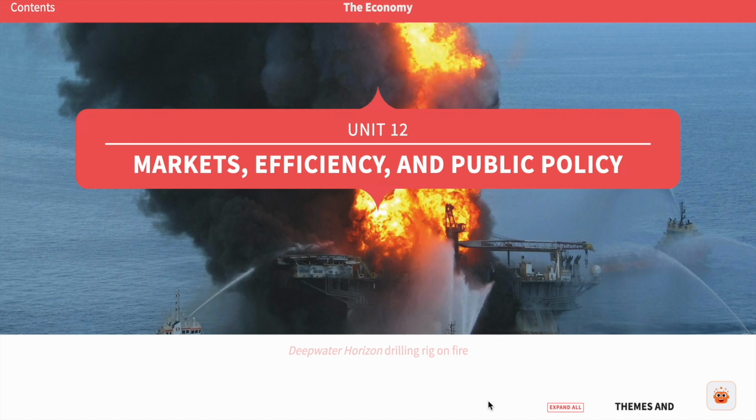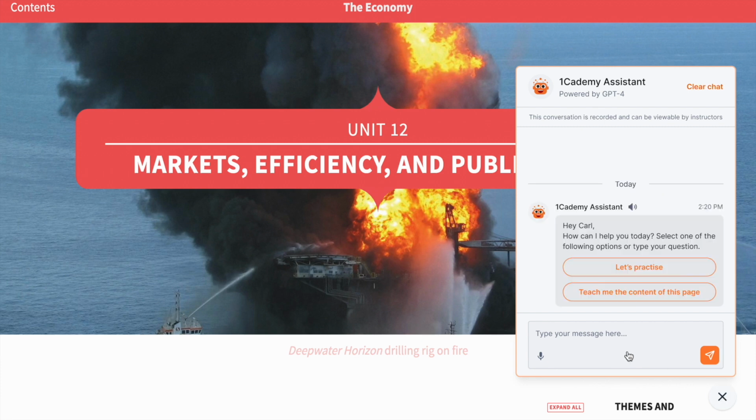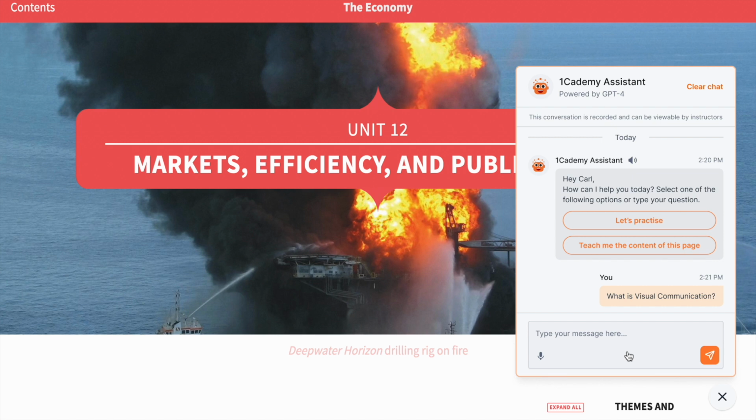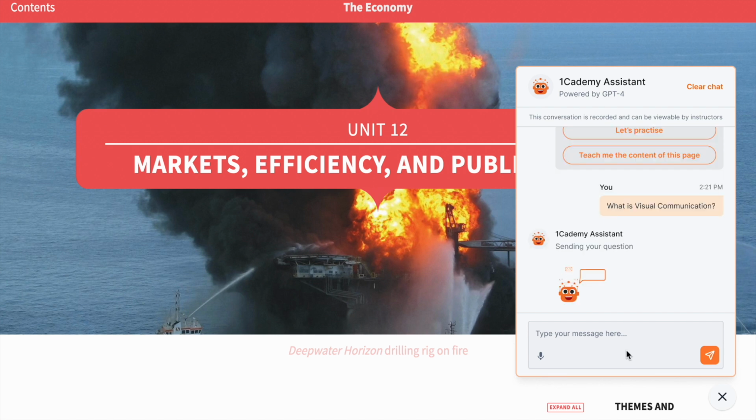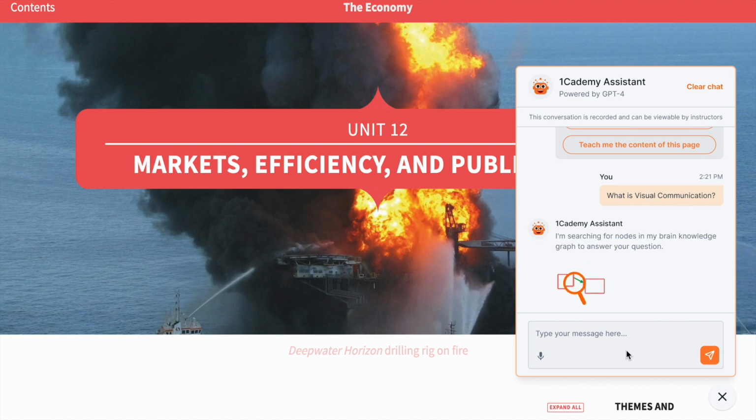The user just needs to click the assistant icon whenever they need help. Here, the user asks the assistant a question. What is visual communication? The assistant searches the 1Cademy database for knowledge on visual communication.